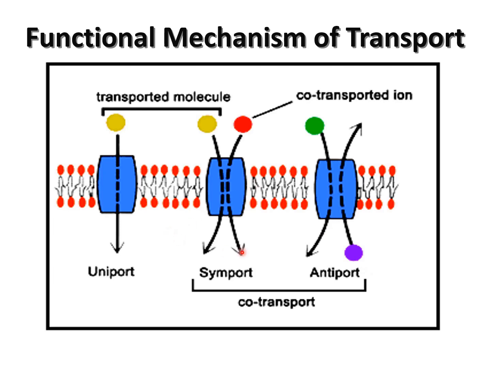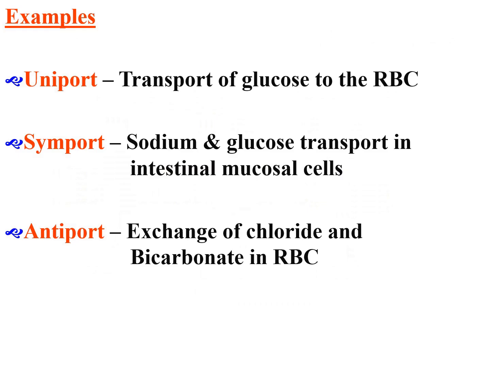Listen, this slide just shows an example for uniport: a single molecule will be transported, whereas symport is two molecules in the same direction, whereas antiport is two different solutes in different directions. You can tell examples: simple diffusion, symport sodium co-transport, and this is primary active transport. Like that you have to give examples alone and not mention them for a full 5-mark question.